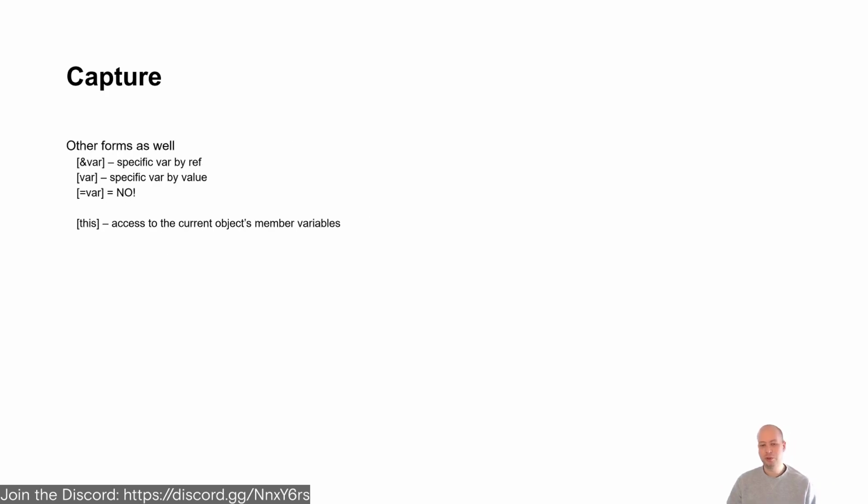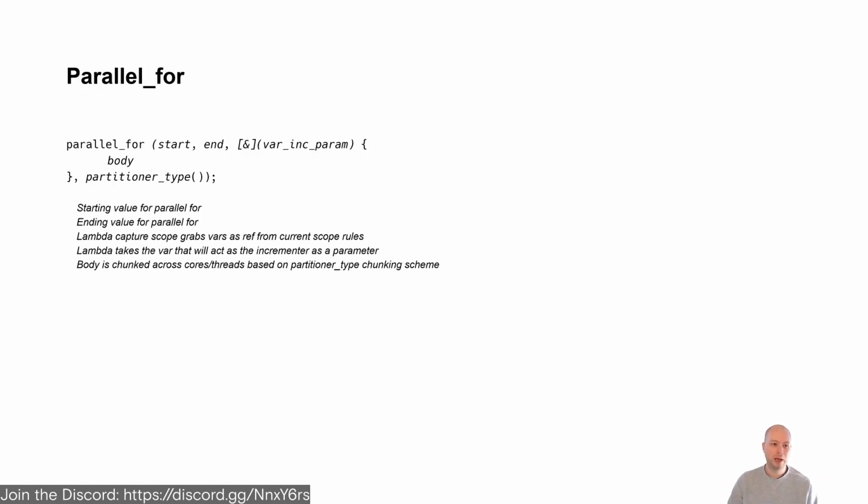There are other forms. You can pass a reference of a particular variable or a particular variable value. The equal for var doesn't really work, so don't do this. You'll just get an error. And you can also pass this, which is a pointer to the current object's member variables, which again makes sure that this is valid, because if you don't do that, then explosion.